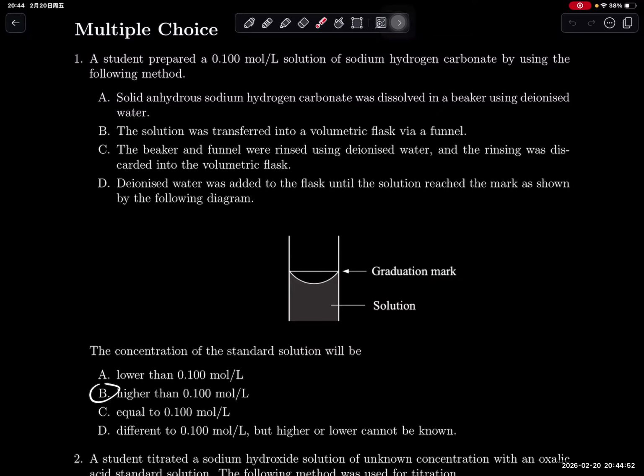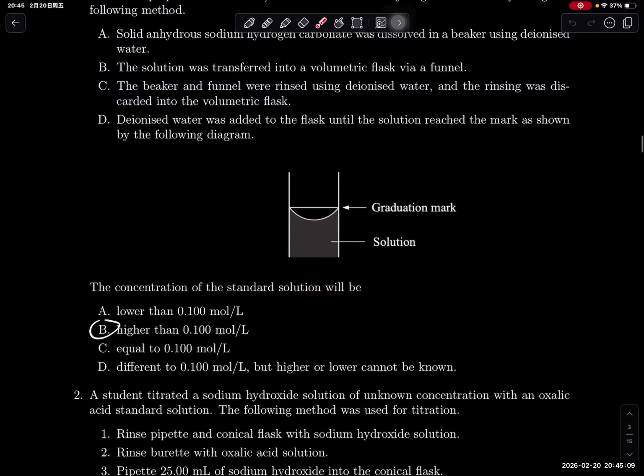Okay, there's pretty much nothing wrong with the steps. The only thing that's wrong is this step, right? The meniscus of the liquid isn't touching the mark. Okay, so it's actually below. The volume is below the requirement, meaning that the concentration at the end of the day will be higher.